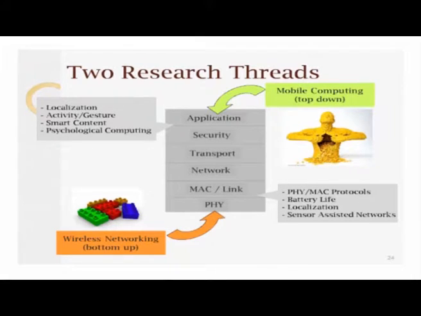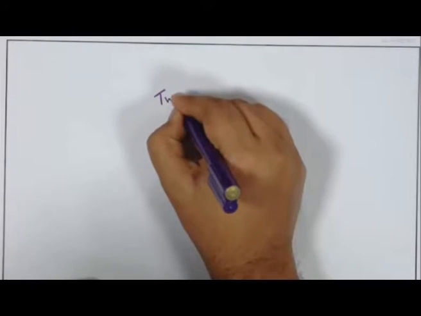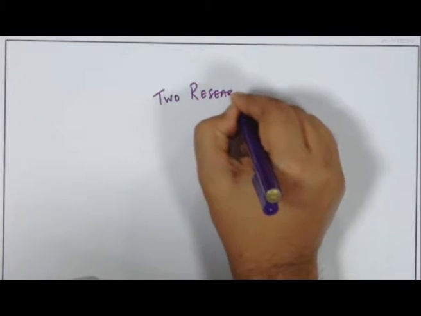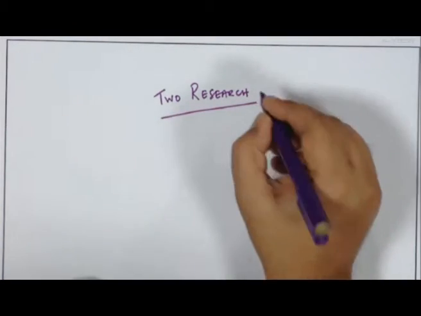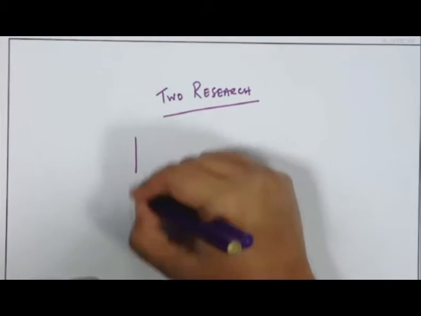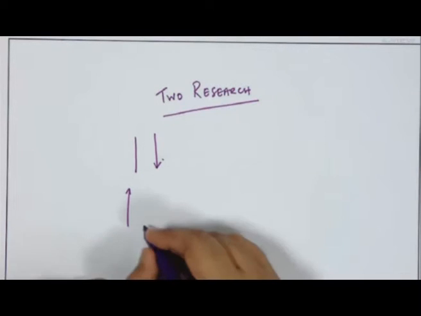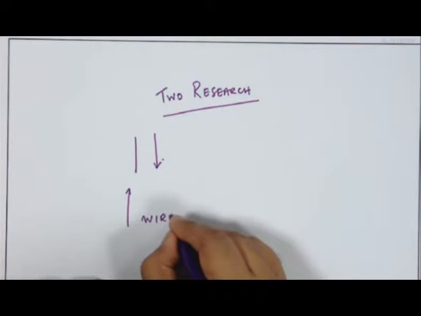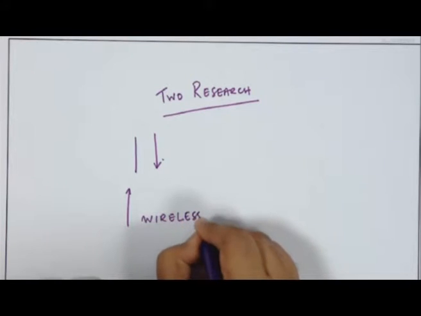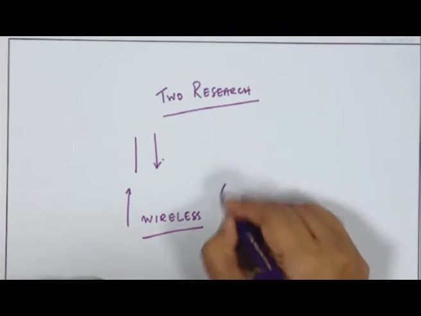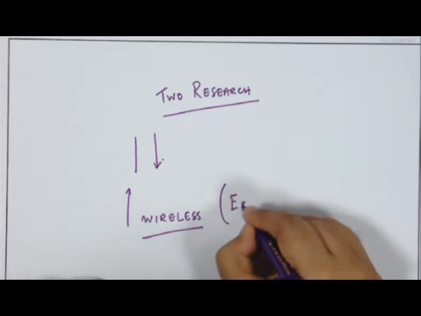If you think in terms of research thrust, there are two types: bottom up and top down. Bottom up means you are trying to make wireless networking much better. Here, one important thing is energy.